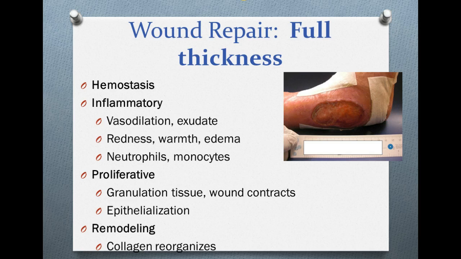Proliferative phase, epithelialization occurs, which is formation of new epidermis and granulation tissue. This is formed along with increased capillaries to provide oxygen and nutrients to the wound bed. Wound contraction begins in this phase, and remodeling is when collagen remodels and scar tissue forms over the wound.